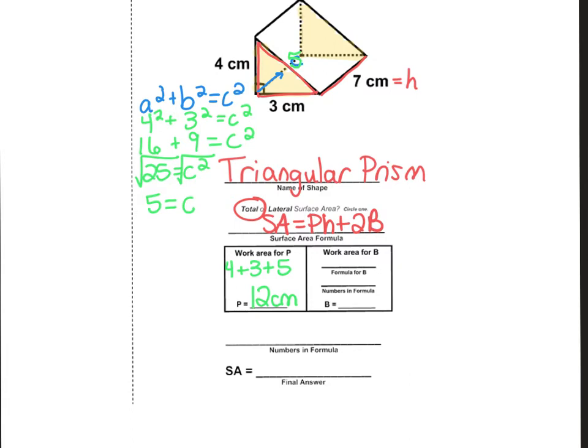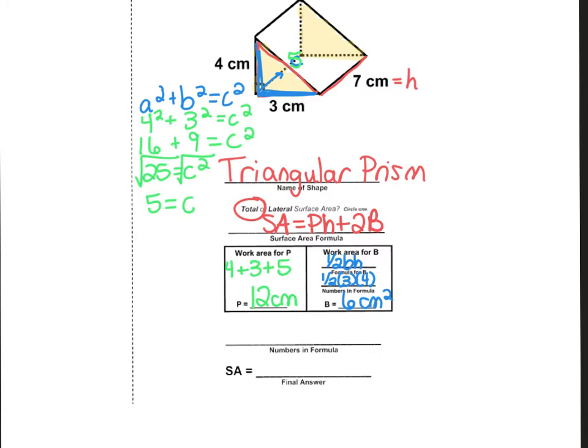So the next thing we need to find is the area of the base. Well, it's a triangle. If you remember, a triangle is 1/2 base times height. That is little b, base times height. So it's 1/2 times 3 times 4. Well, 3 times 4 is 12. 1/2 of that is 6 centimeters squared.